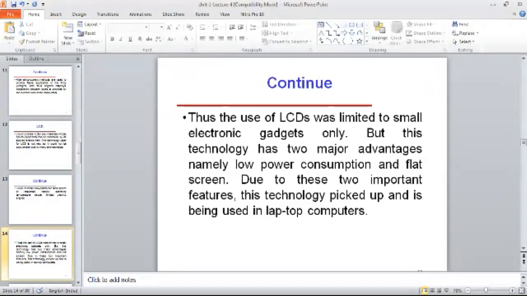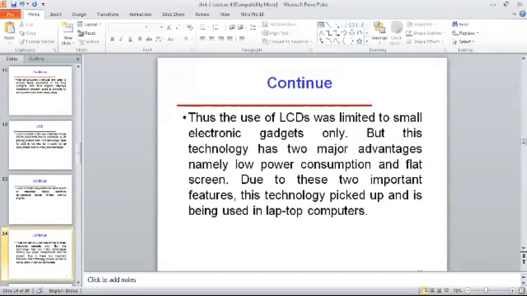Thus, the use of the LCD was limited to small electronic gadgets only. Even though we are using the LCD monitors, it is limited. This technology has two major advantages, namely low power consumption and flat screen. So in case of the LCD monitors, we have a flat screen. We are currently using even LCD monitors.